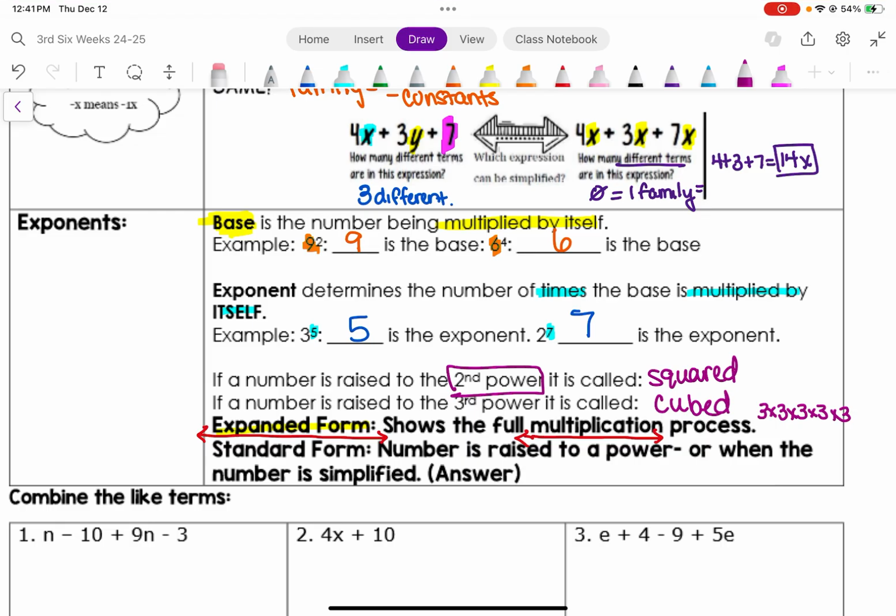Now, the standard form is the number that is being raised to the power, or when the number is being simplified. This is your answer. This is your solution. Okay, you're solving. So standard, solution, or solving. It's your answer.